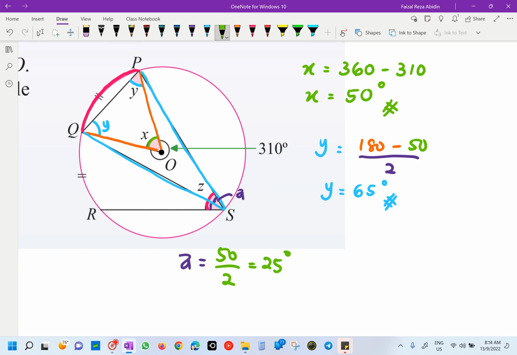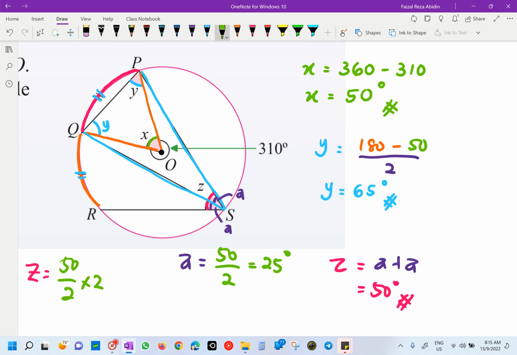So we know that our PQ arc is going to be the same with our QR here. Am I right? So when we have the same length, you are going to get the same angle also here. So you have Z here is going to be A plus A. So A is already 25. So 25 plus 25, what do you get? Yes, 50 degree back. That's what I wrote just now. At first, Z equals 50 divided by 2 times back by 2. If I write like that, no one knows why. So I have to explain more so that you can understand why I write 50 divided by 2 then times by 2 back.